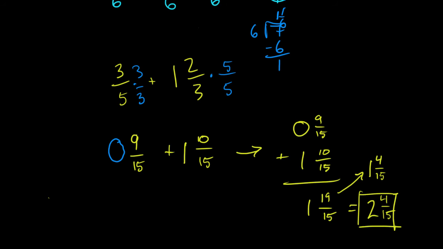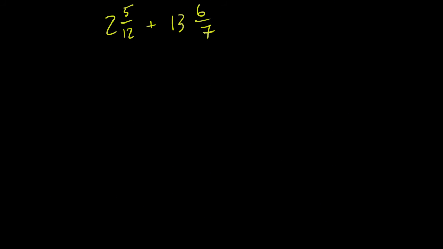Okay, let's do one last problem. So to start in this problem, again, I'm going to convert both the fractions to have a common denominator. And if you've noticed, I've been using the denominator from one fraction to multiply the other fraction. I do that because it will always create a common denominator. You can kind of see why.